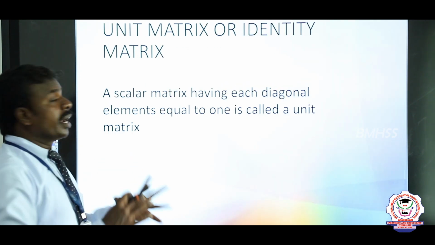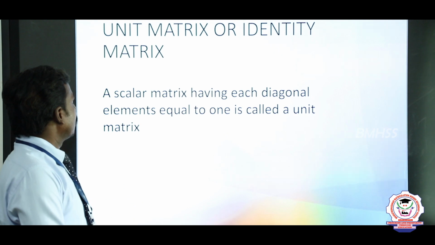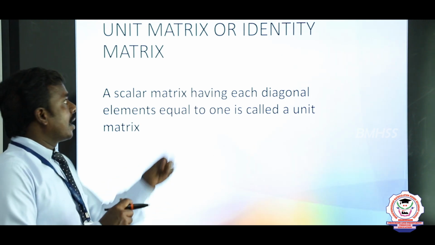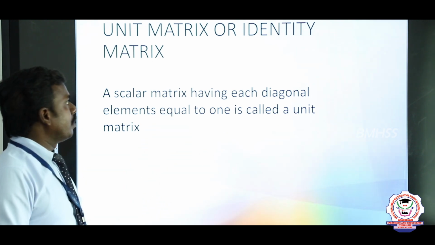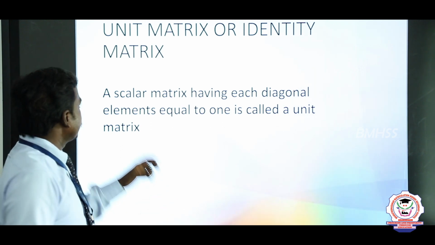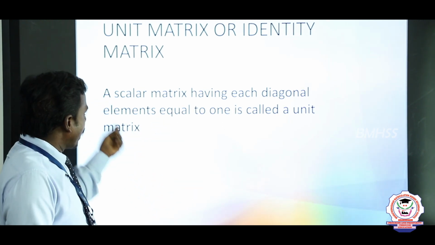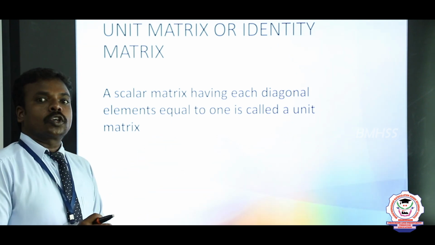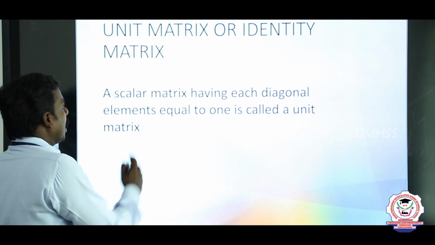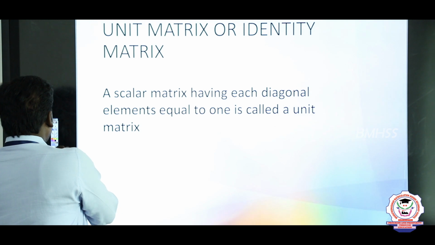Unit matrix or identity matrix. A scalar matrix having each diagonal element equal to 1 is called a unit matrix or identity matrix. For example, listen.